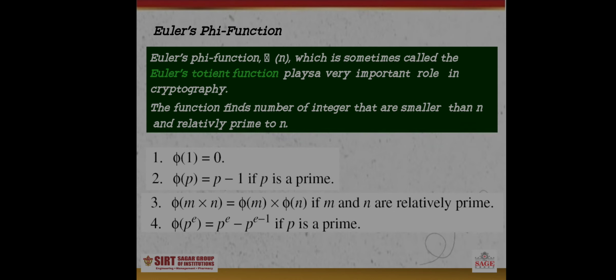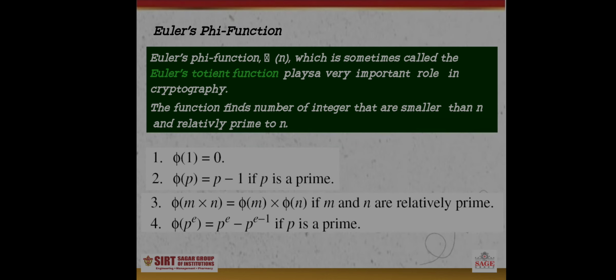Third, phi of m into n: if we can break any large number into two numbers such that these two numbers are relatively prime, meaning if we factorize this number, not prime factorize, just general factorize, and we get the common factor as 1, then they are relatively prime. In that case we can write directly phi of m into phi of n.